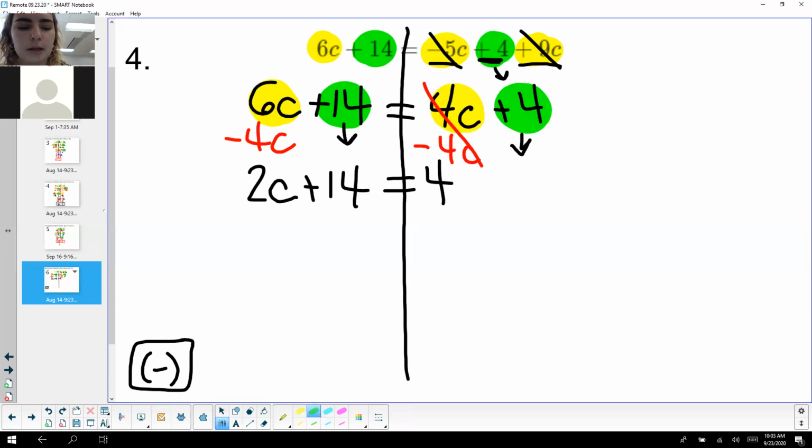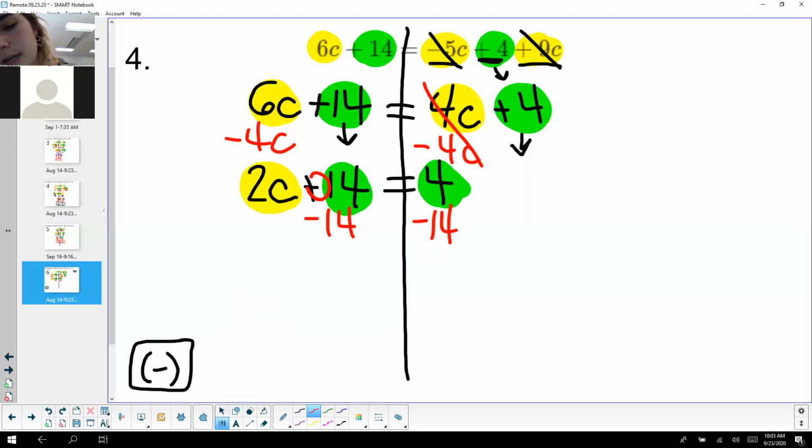I'm still going to highlight just so you know what I'm talking about. I've got my variable terms on one side of the equal sign, but I've still got constant terms on either side. My goal is to get variables on one side, constants on the other side. So I want to move that 14 over so I can get yellows on one side, greens on the other side of the equal sign. I can move that plus 14 by subtracting it from both sides, because again, a positive and a negative cancel.